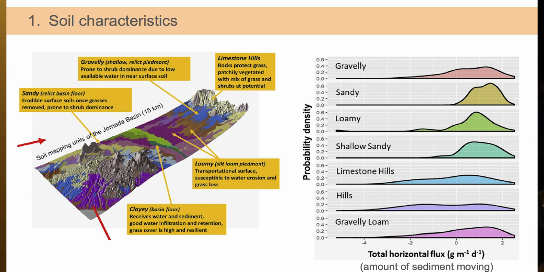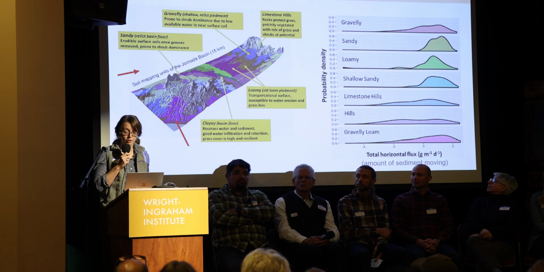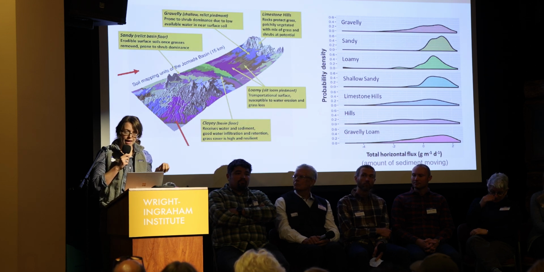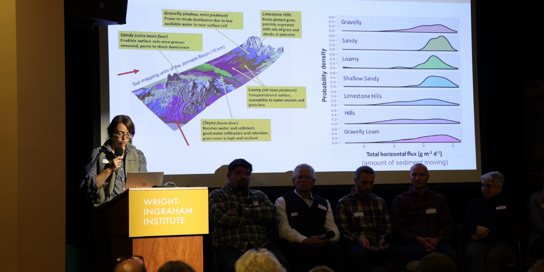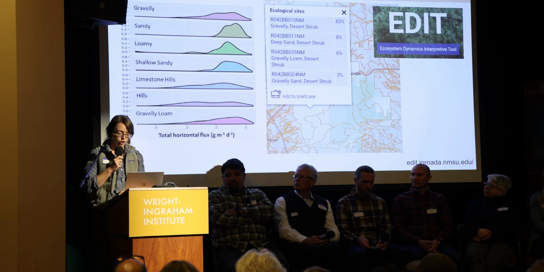So the larger the hump in this little graph here, the more sediment that can move from these soil textures. You see sandy soils have that nice big mountain shape. That means there's a lot more sediment that can move from sandy soils than, say, from gravelly soils. So this is really important in order to understand management and restoration of land to be able to reduce wind erosion or restore it after it's already occurred.